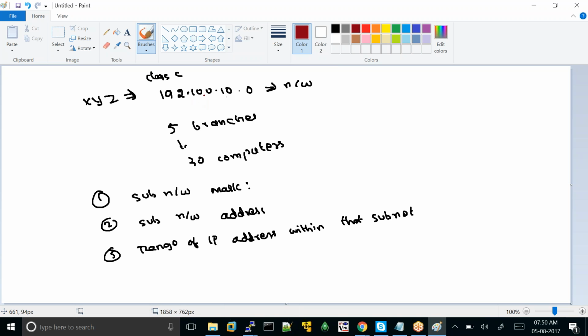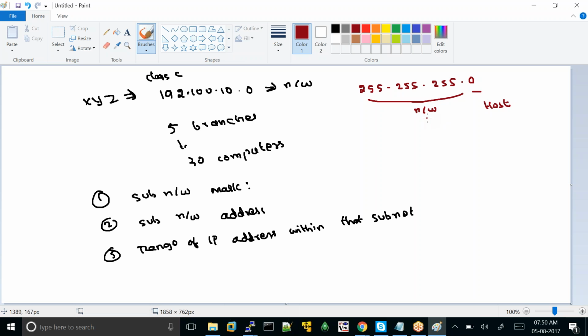Okay, first what you need to do, given an IP address, you want to identify the class. The default mask for this class C is 255.255.255.0. This is the default mask. You want to apply this default mask to this network address. The first 3 belong to network and the last one belongs to host.